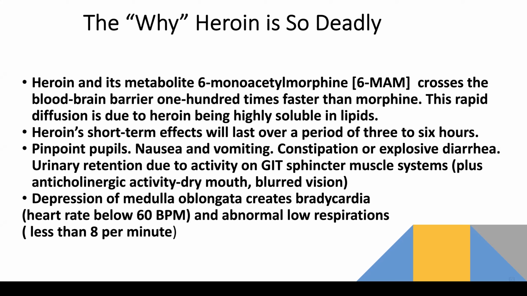Heroin and its metabolite, 6-monoacetylmorphine, 6-MAM. I want you to know about 6-MAM because it is a metabolite of heroin. It will cross the blood-brain barrier, as I mentioned to you earlier, about 100 times faster than morphine. And this rapid diffusion is due to heroin's high solubility in lipids. And so it's one of those things.